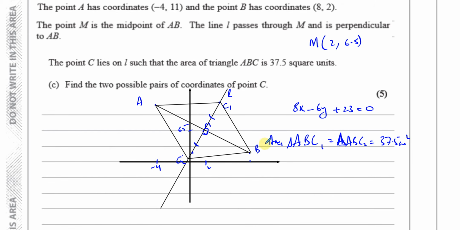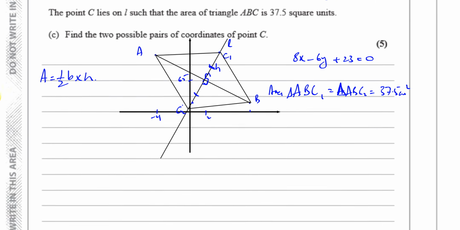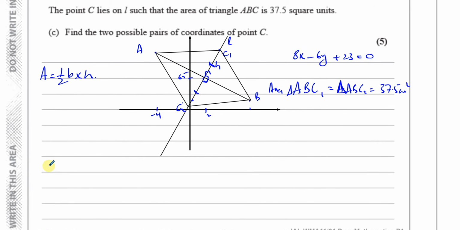All right, so what I can do here is I can work out what this distance here should be. This is like the height of the triangle, because we know that the area of a triangle is a half times the base times the vertical height. So I can work out what the base of the triangle is. What I need to do is work out the height of this triangle. Let's work out what the base is first.